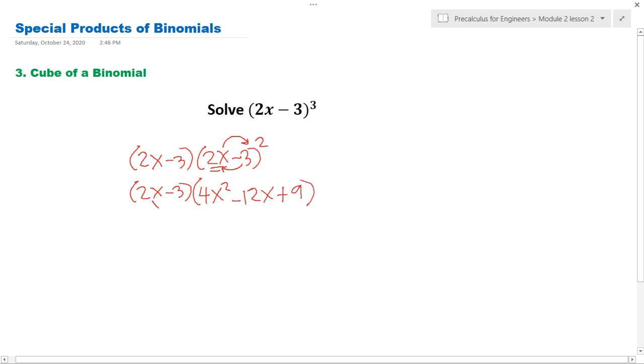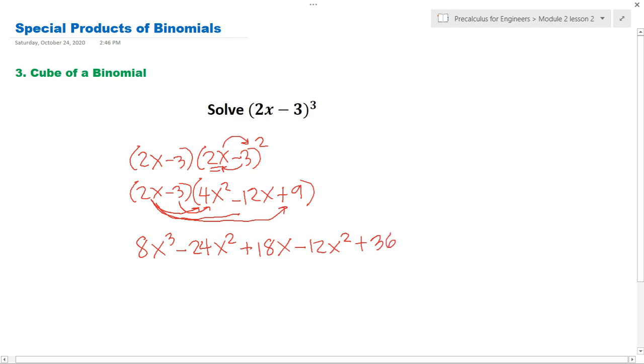Then distribute. 2x times 4x squared, you have 8x cubed. Then 2x times negative 12, so you have negative 24x squared. 2x times positive 9, so you have positive 18x. On the second term, negative 3 times 4x squared, you have negative 12x squared. Then negative 3 times negative 12, you have positive 36x. Then negative 3 times positive 9, negative 27.